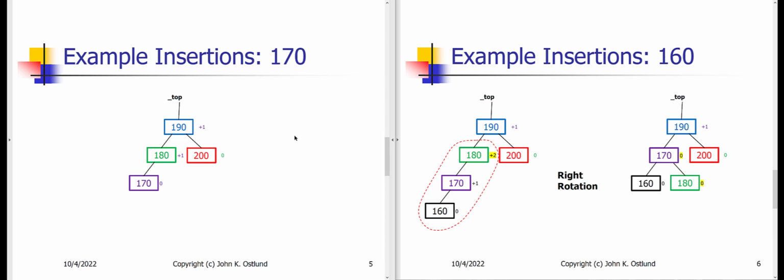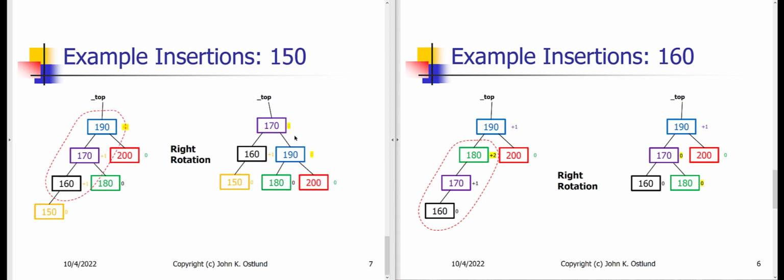All right, continuing on. Now we're going to add 150. All right, 150 is less than 190, less than 170, less than 160, so the 150 drops in down here. Its initial balance factor is 0. We increase its parent by 1, and its grandparent by 1, and its great-grandparent by 1. And here we discovered that the great-grandparent has got a balance factor that's not valid. Its balance factor is +2. That means we have to do a right rotation on the 190.